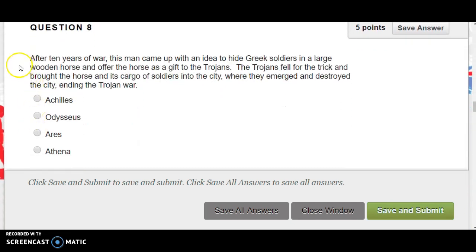Question 8. After 10 years of war, this man came up with the idea to hide Greek soldiers in a large wooden horse and offer the horse as a gift to the Trojans. The Trojans fell for the trick and brought the horse and its cargo of soldiers into the city, where they emerged and destroyed the city, ending the Trojan War. Achilles, Odysseus, Ares, Athena.